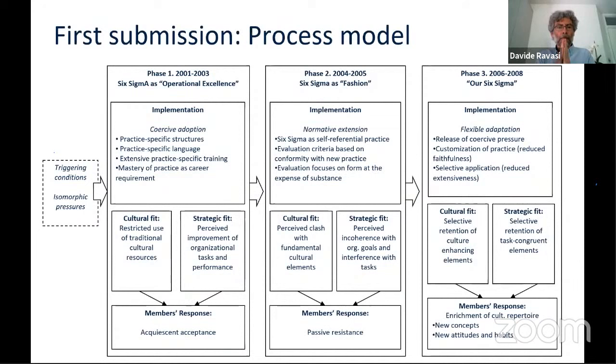This was a study of the implementation of Six Sigma at 3M. And this was the process model that we had in the paper in the first submission. And the reviewers came back and said, especially reviewer number three, this is not scientific research. This is a case history. And we thought, oh, what do you mean? Case? But then we realized, yeah, all right, of course.